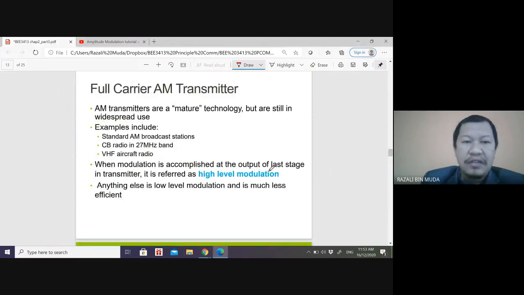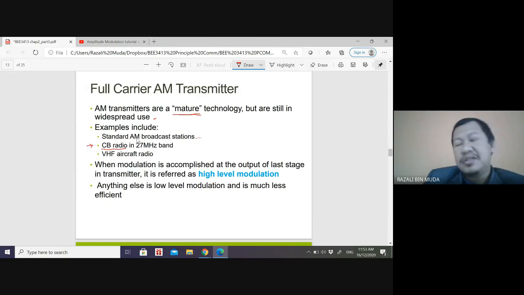So there are full carrier AM transmitters. AM transmitters are already mature technology, but they are still in widespread use. Examples include standard AM broadcast stations. This is radio. Second is CB radio at 27 megahertz. This is citizen band. Again, if you don't know what citizen band radio is, you can Google.